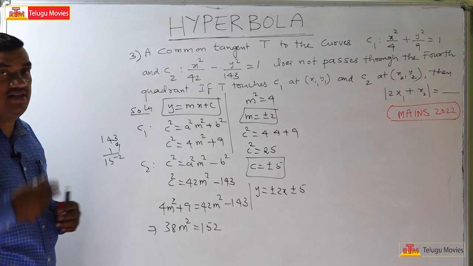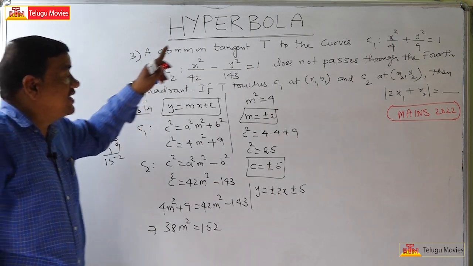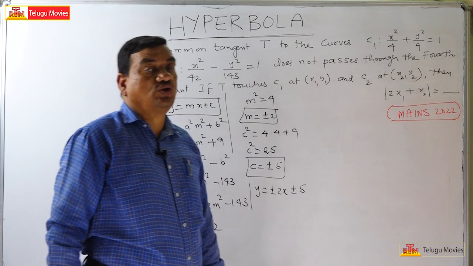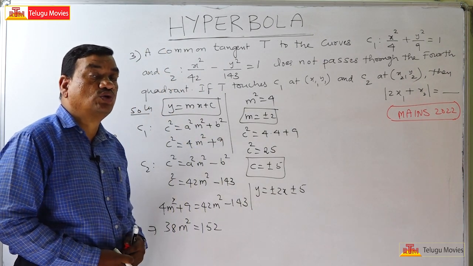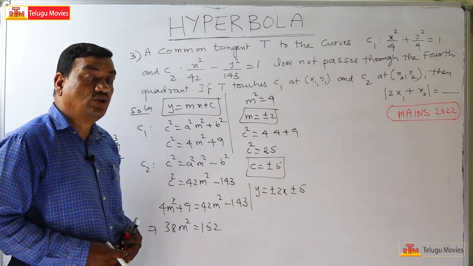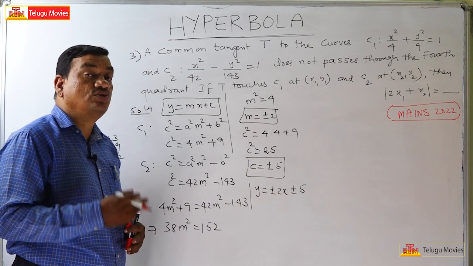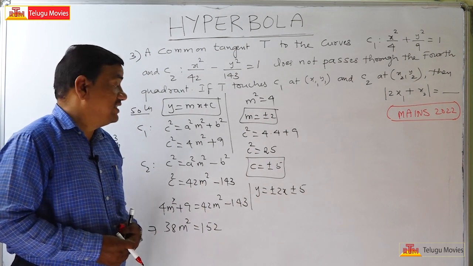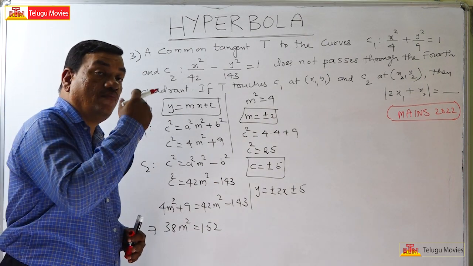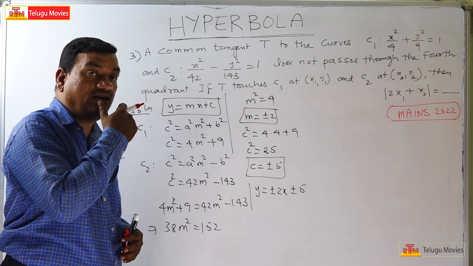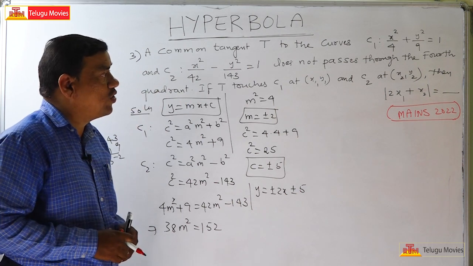Now this is a common tangent. Let us see that it does not pass through the fourth quadrant. So what is the fourth quadrant? It does not pass through the fourth quadrant means what? In the fourth quadrant, x is positive, y is negative. That means it passes through whether first, therefore it does not pass through the fourth quadrant means what?